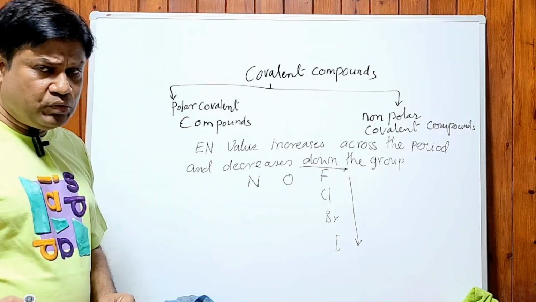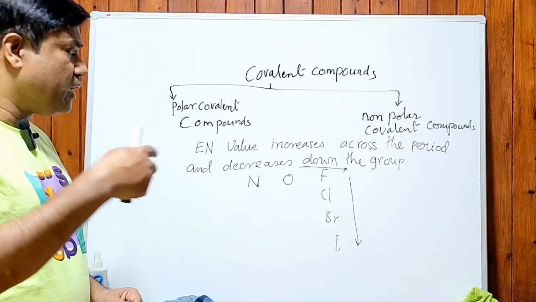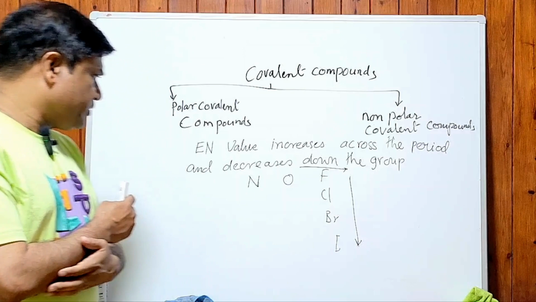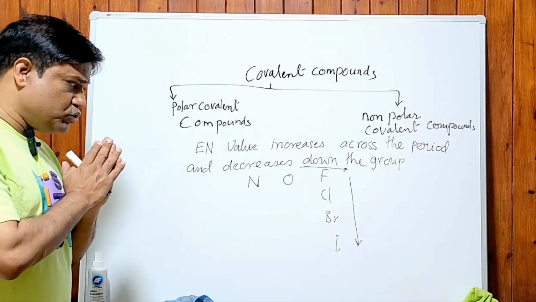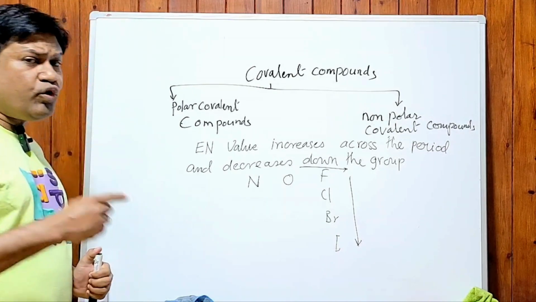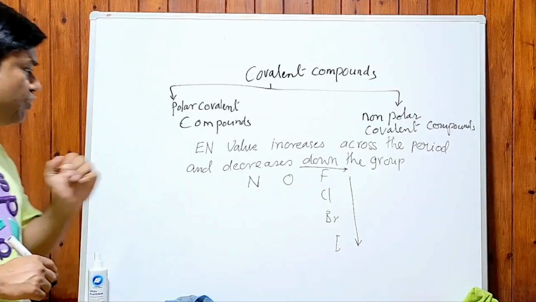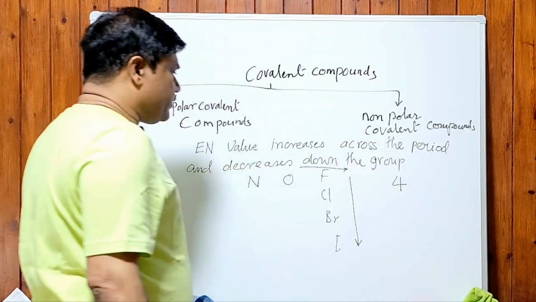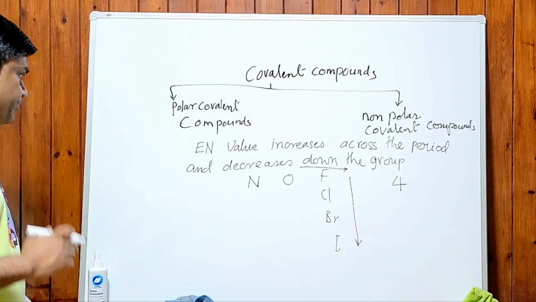Electronegativity value is measured by the Pauling scale. It has no unit because it's a tendency. So electronegativity has no unit. It's just a value, just a number. Fluorine has the highest En value, which is 4. That's the electronegativity value.